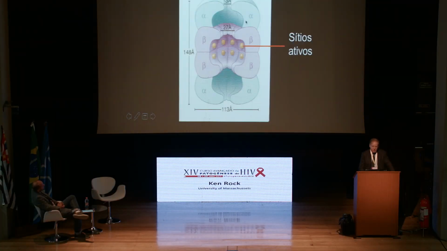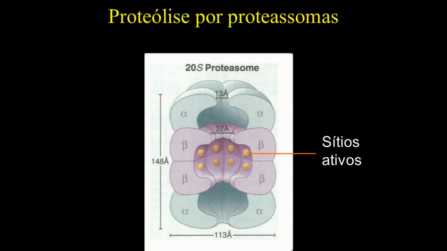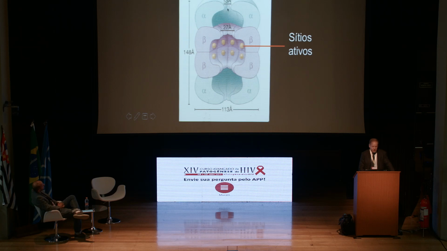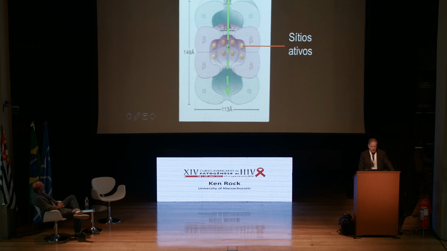The proteasome is a large particulate protease that's present in the cytosol and nucleus of all nucleated cells. It looks like a cylinder. This has been cut in half, and you can see there's an aqueous channel that runs through this. And so proteins enter, they hit the active sites here, and are broken down into peptides.